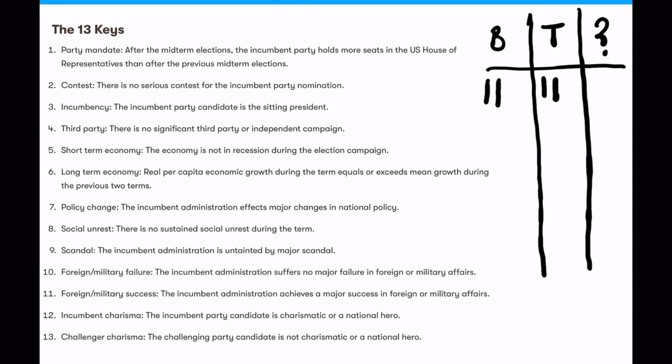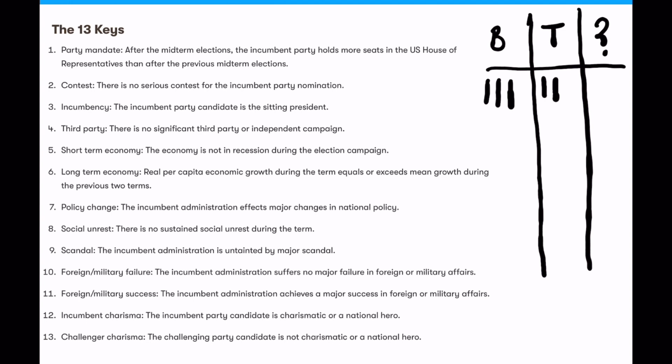Short-term economy. The economy is not in recession during the election campaign. Right now, as of April 2nd, 2024, this is true. We are not currently in a recession. Now, inflation is bad right now, got it, but technically we are not in a recession, so this is going to go to Biden.